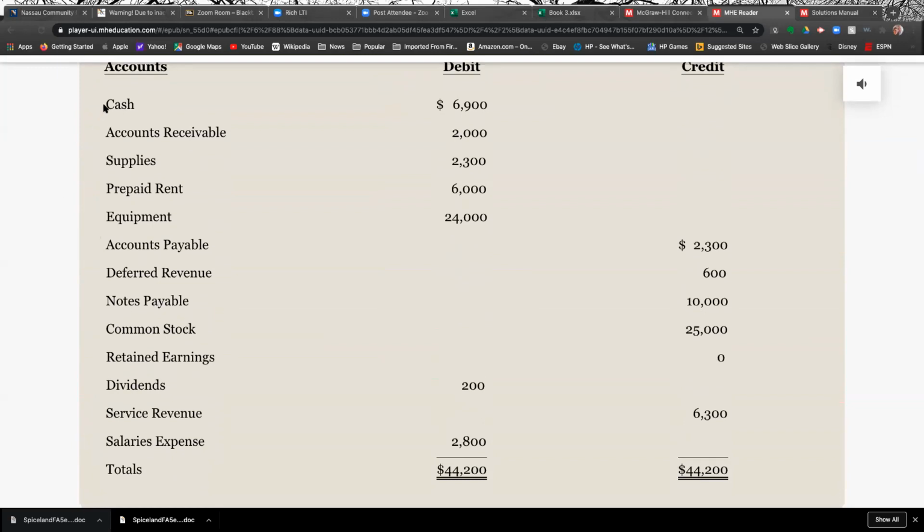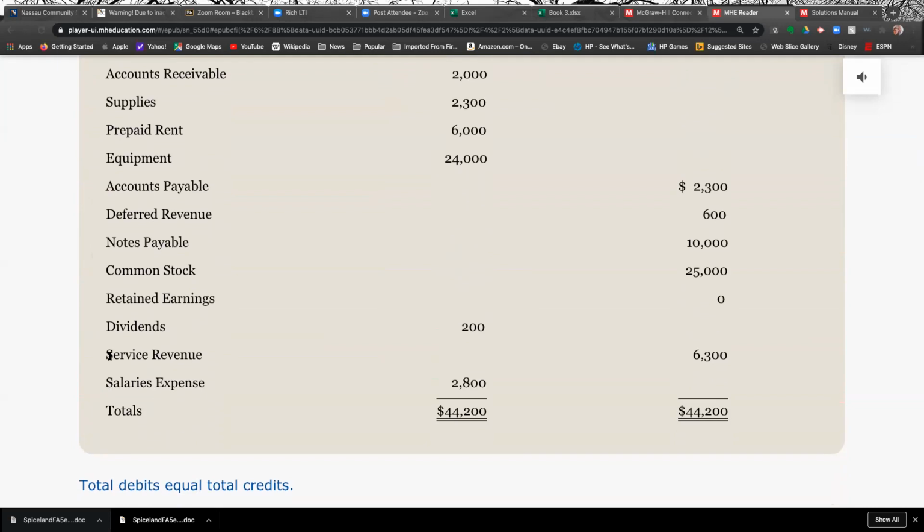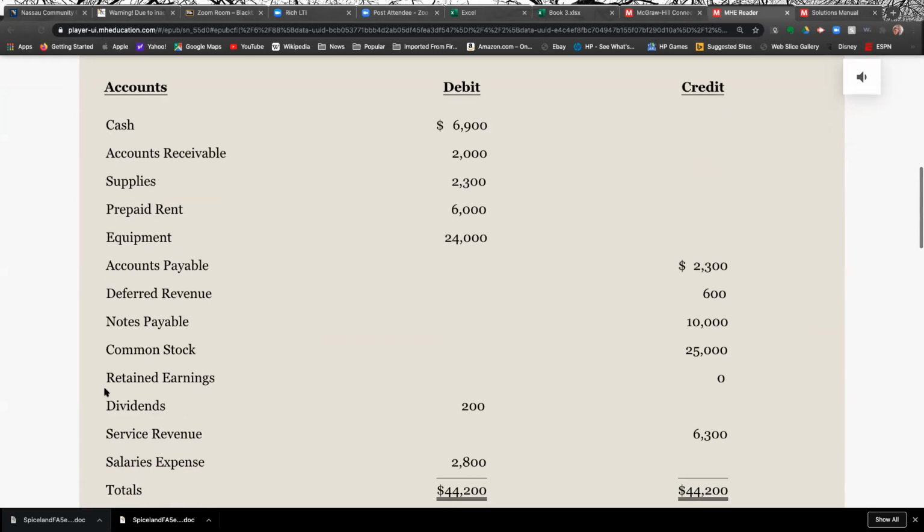So notice, these are all the balance sheet accounts. You see them? Starting with cash and going down to retained earnings. Actually going down to dividends, right? Because dividends affects retained earnings. And then here's your income statement accounts, right? Your revenues and expenses. So you list the accounts in the same order that they appear on the financial statements. You list the name of the account and the balance and whether it's debit or credit.